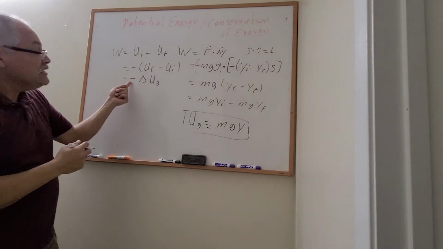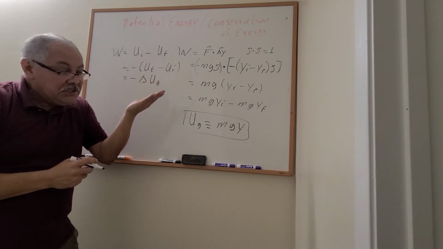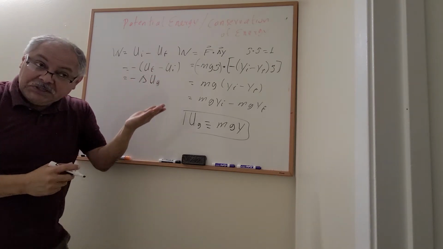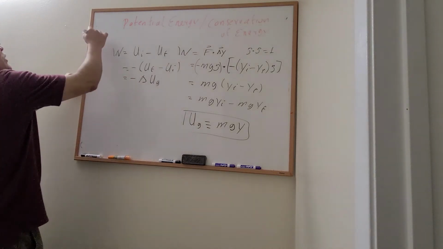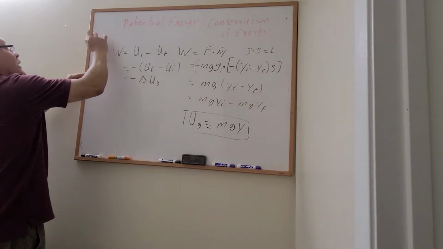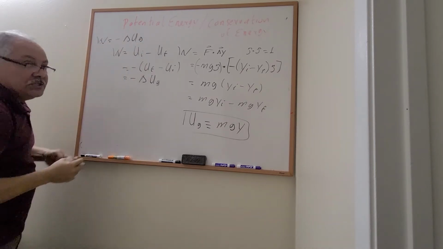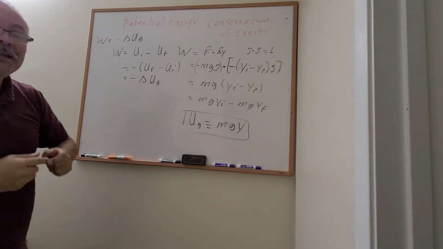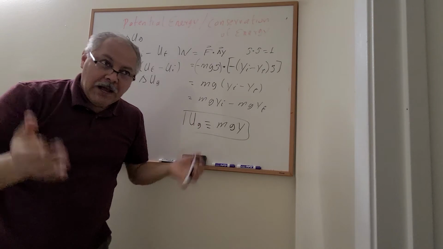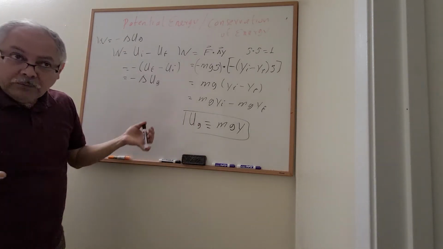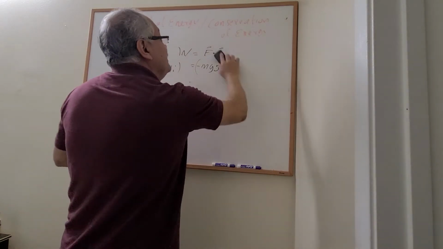So the work done by gravity is equal to negative the change in the gravitational potential energy. This negative means that if the potential energy decreases, the change is negative. Okay, perfect. So the work done by gravity is equal to negative the change of the gravitational potential energy. Gravitational potential energy has the same units as energy and work, which is joules.